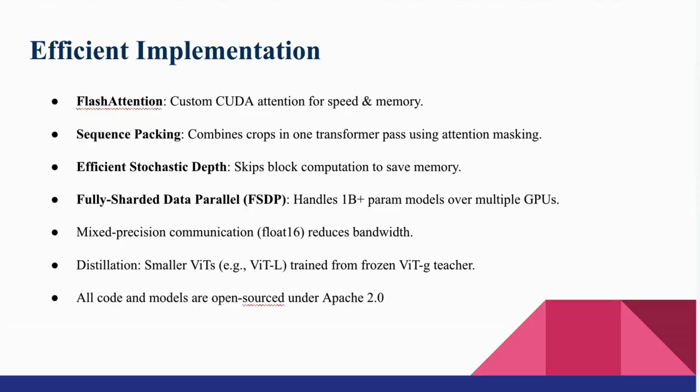Next is the efficient stochastic depth. Instead of applying dropout to outputs, this skips entire residual blocks during training. It saves compute directly and helps scale up to high drop rates, up to 40%. Next is the Fully Sharded Data Parallel, FSDP. This shards the model and optimizer states across GPUs, so one is no longer limited by the memory of a single GPU. FSDP also uses float16 for communication, reducing bandwidth cost by around 50%.